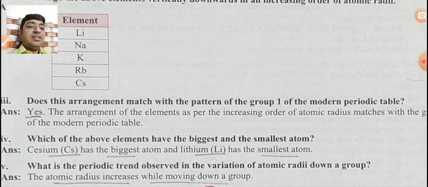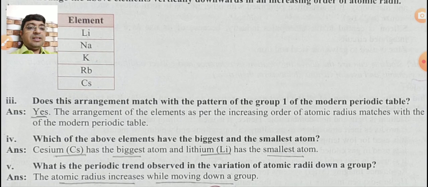Next question. Which of the above elements have the biggest and the smallest atom? So cesium has the biggest atom and lithium has the smallest atom.